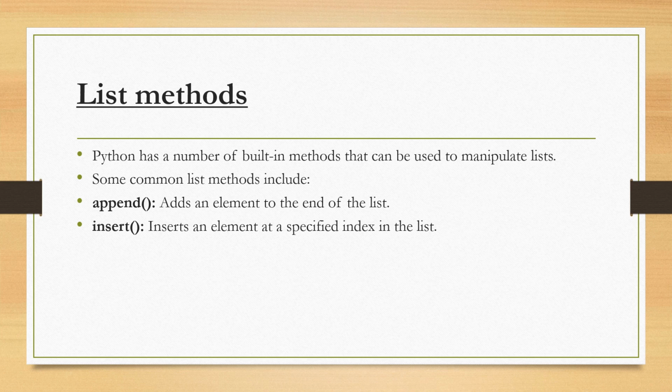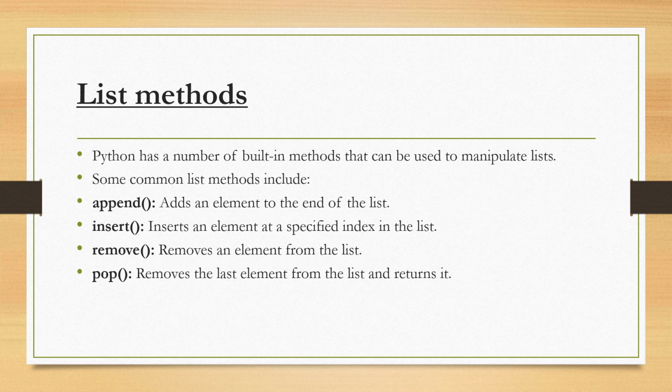Insert is used to add an element at a specified index in the list. So insert can be used to add an element at a specific index. It will not add at the end of the list. We can insert it in any position. Remove is used for removing the element from the list. Pop removes the last element from the list and returns it.